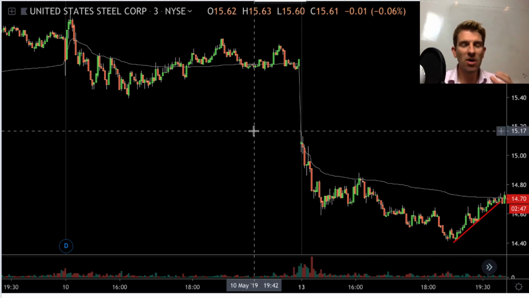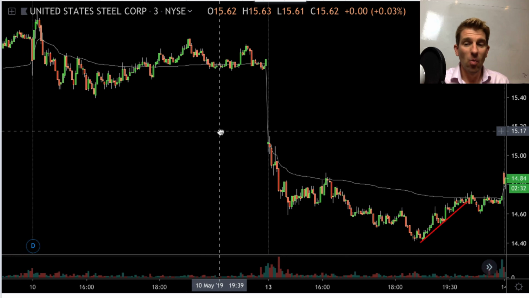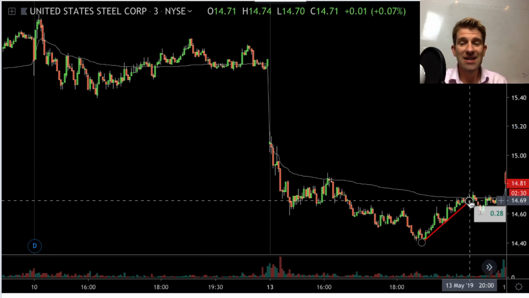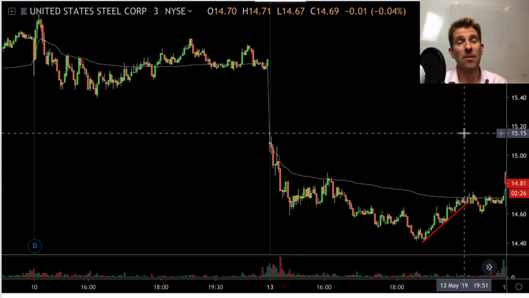So, with those two arguments, what would you do in this case? Would you want to take the short, or would you want to pass on it? Have a think about it. Now, let's see exactly what happened. All that happened here is we stayed at the VWAP. We had a little push lower, and basically ended up being a scratch trade or a losing trade.